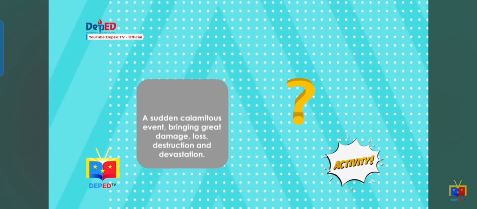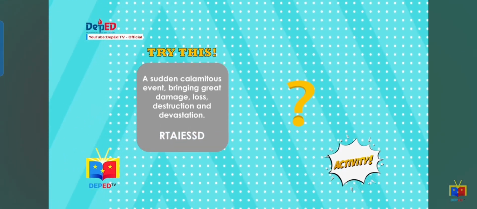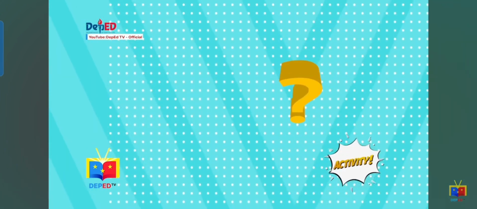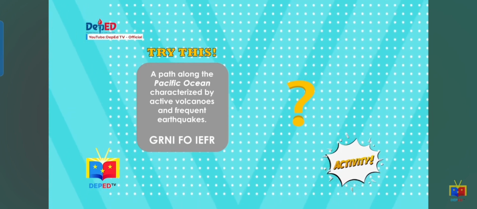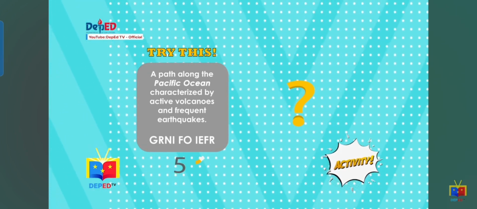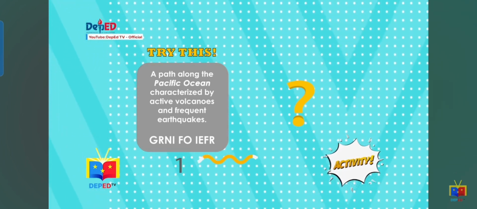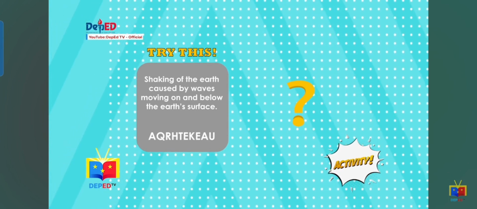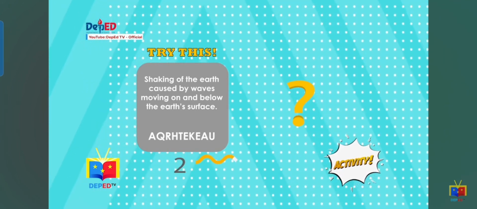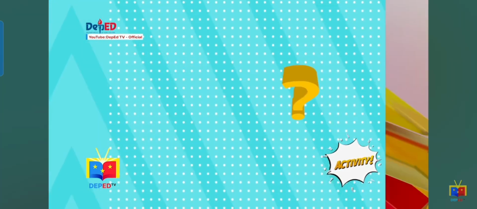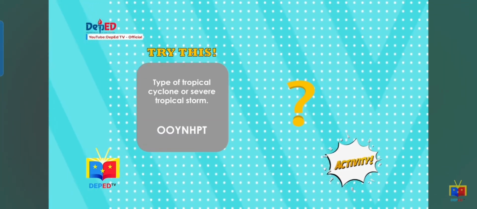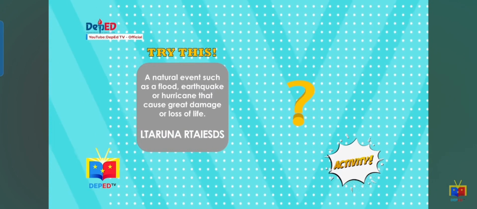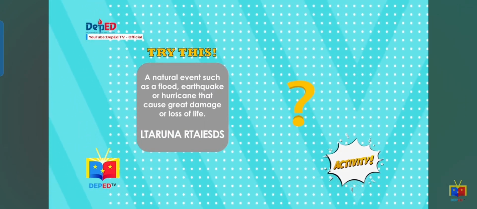Ready? A sudden calamitous event bringing great damage, loss, destruction, and devastation. A path along the Pacific Ocean characterized by active volcanoes and frequent earthquakes. It is the shaking of Earth caused by waves moving on and below the Earth's surface. What is the answer? Type of tropical cyclone or severe tropical storm. A natural event such as a flood, earthquake, or hurricane that causes great damage or loss of life.